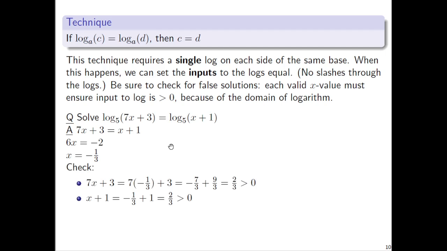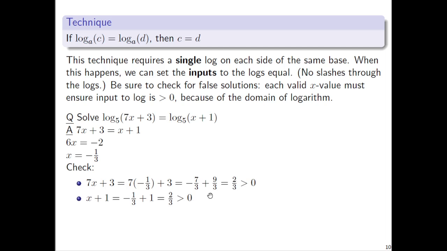Take that x value, negative 1/3, and go look and check, right? We need to ensure that this x value makes the input to each log to be greater than 0. So one input to the logarithm is 7x plus 3. And when you substitute negative 1/3 for x, you end up with 2/3, which is greater than 0. The other log's input is x plus 1. And if you take that and again plug in negative 1/3 for x, you have negative 1/3 plus 3/3, which is going to be 2/3, which is bigger than 0.